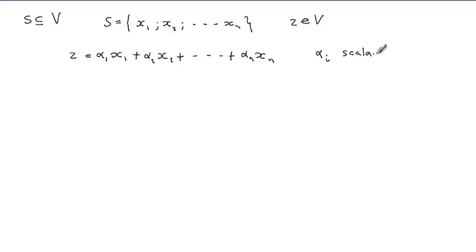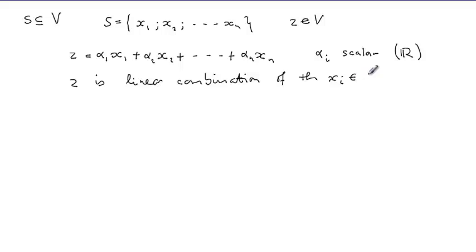In this case, our scalars are actually real numbers. So if z is a vector which results from combining these n vectors multiplied by the scalars alpha i, we will say that z is a linear combination of the xi's in S.